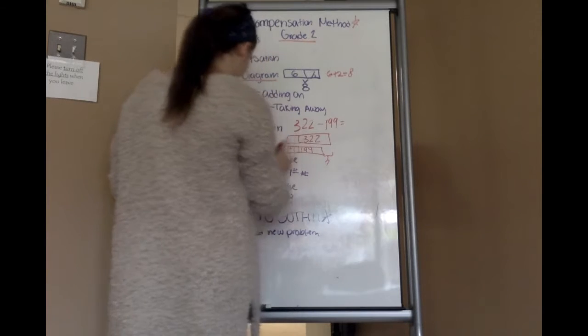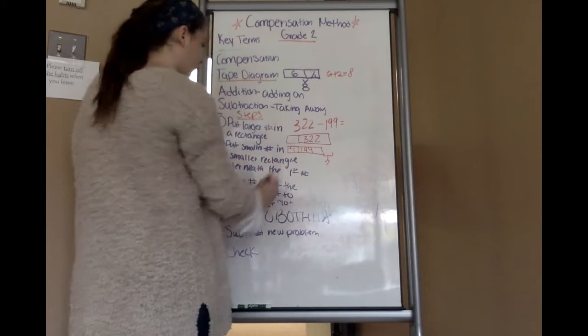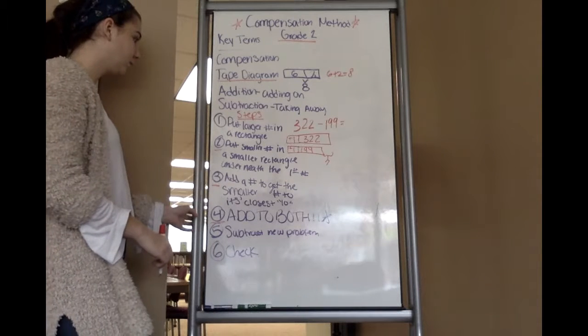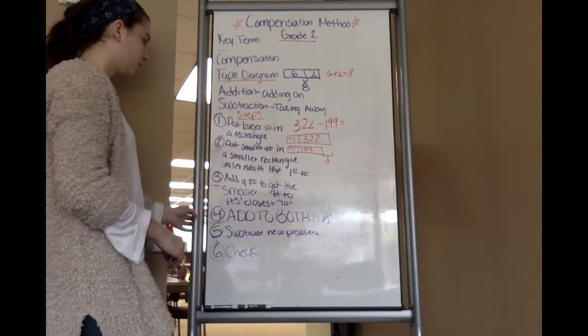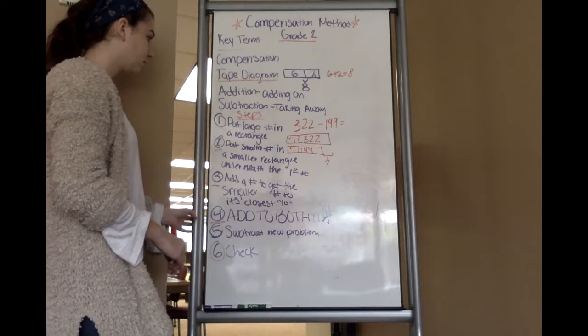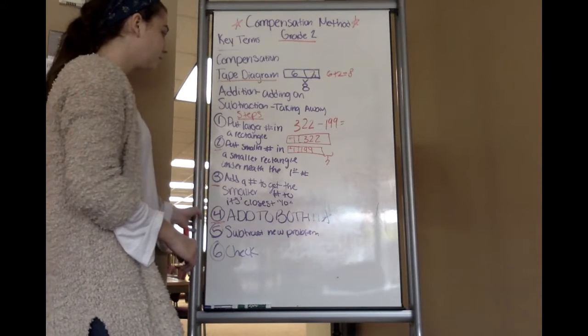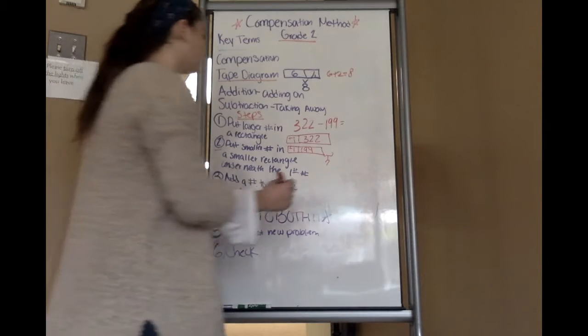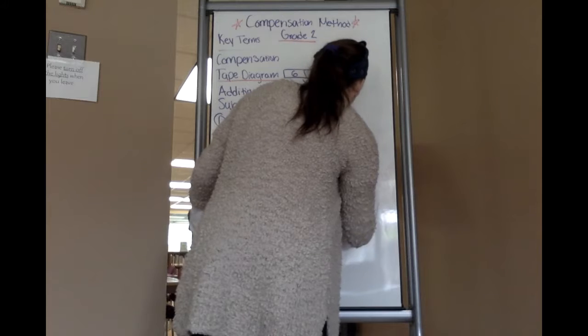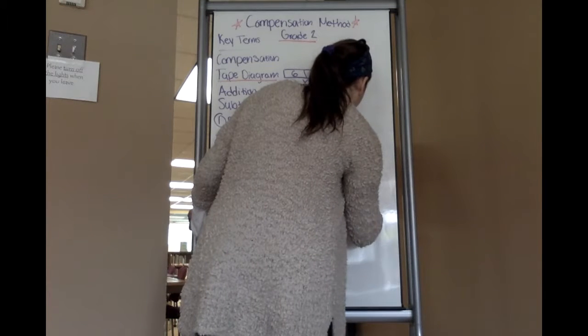Our fourth step, which is the most important, is that number you're going to add to get it to its closest 10, you have to do to both. This is where compensation comes into play. You have to add it to both, otherwise your value won't stay the same. So if we have 200 minus 195, if I add the 5 just to the 195, well then I have 200 minus 200, which is a completely different problem.